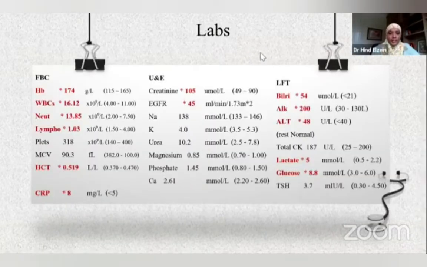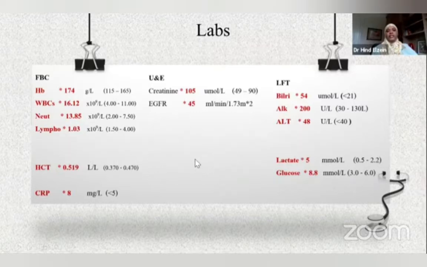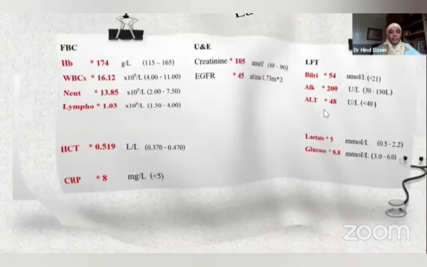And for the blood tests, because it's a busy slide, I'll just leave the abnormal investigations. So for the full blood count, you can see here the hemoglobin is elevated to 174. The white cell and neutrophils are raised, lymphocytes slightly low, hematocrit also elevated, and CRP is not particularly high. There's just mild renal impairment. There's some mild liver function derangement. Lactate, as the blood gas shows, is elevated from the plasma, and maybe her blood glucose is slightly raised.